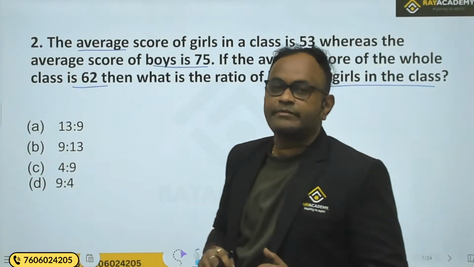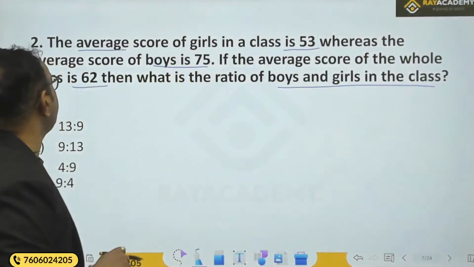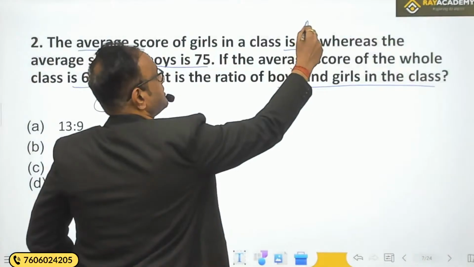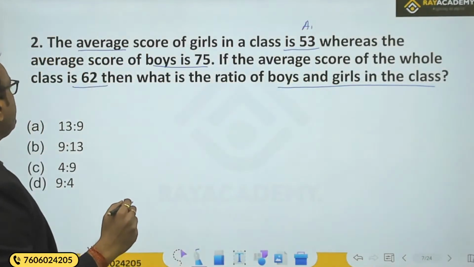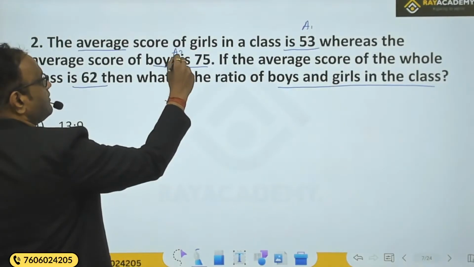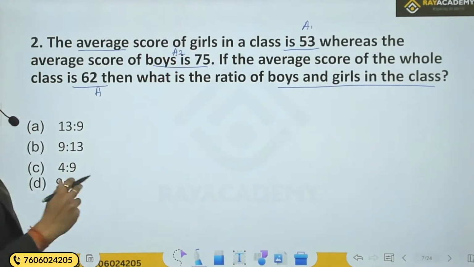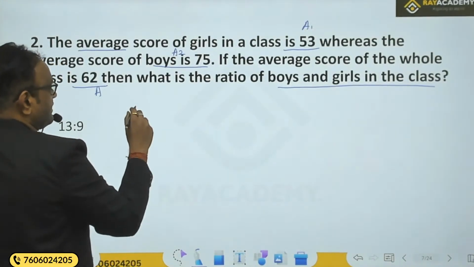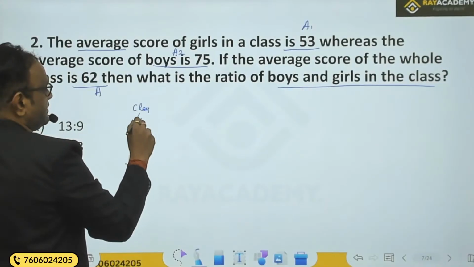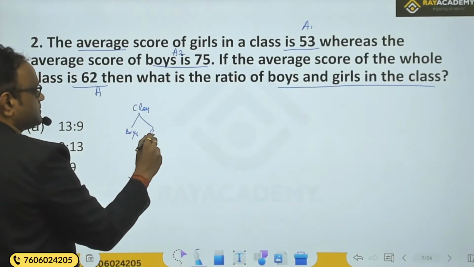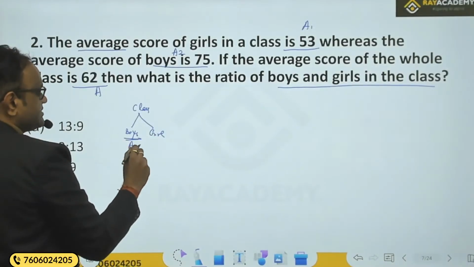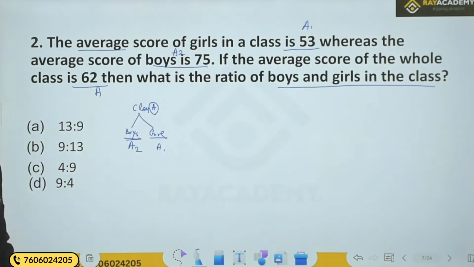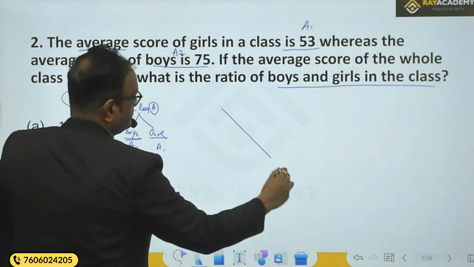Okay, this is quite similar to the question we just discussed. The average score of girls is given as 53, so this is A1. The average score of boys is given as 75, A2, and this is A, the average of the whole class. Basically what happens in a class, there are boys and girls. The averages are given, and for the whole class the average is given as A. This is the scenario. Now let us put the alligation method here.